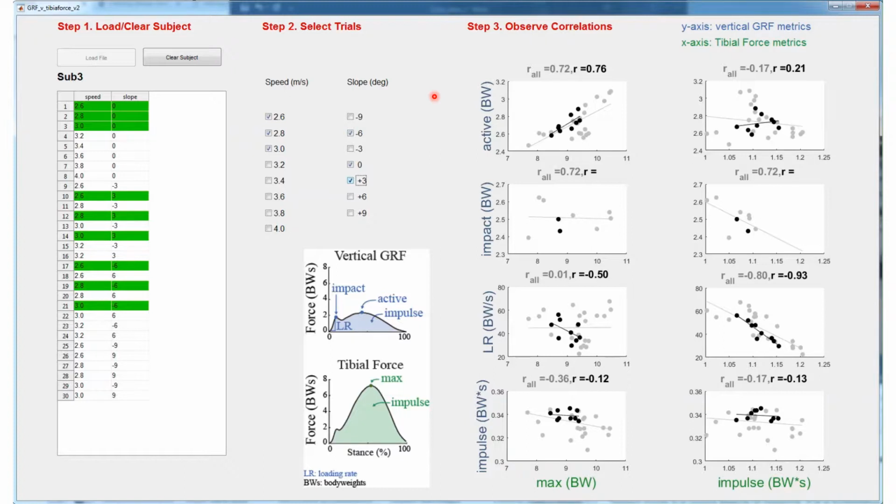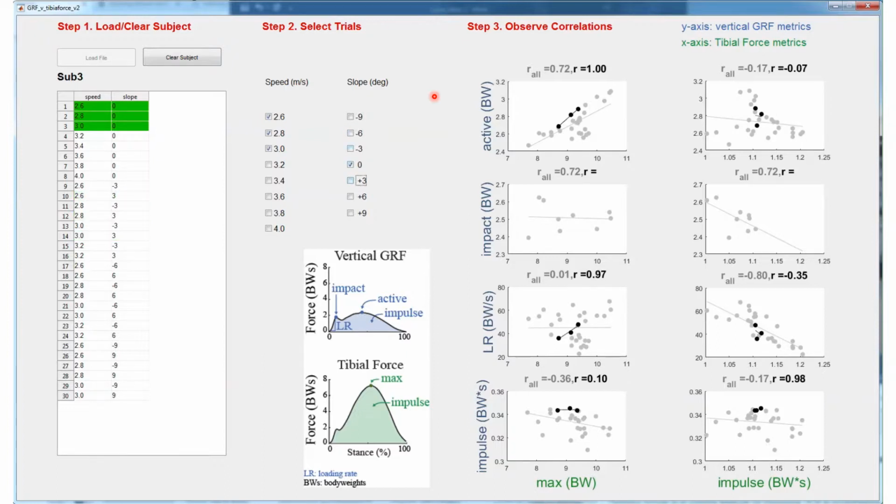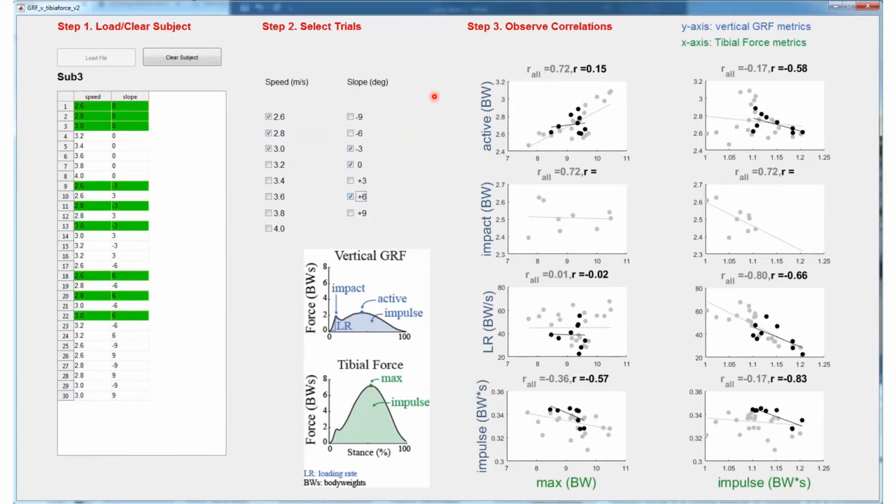If we compare metrics across the reverse direction of running, a slow decline and a drastic incline, we see that changes in the ground reaction force metrics, like the ground reaction force active peak and the ground reaction force loading rate, really give us mixed results for what they indicate in terms of max tibial bone loading.